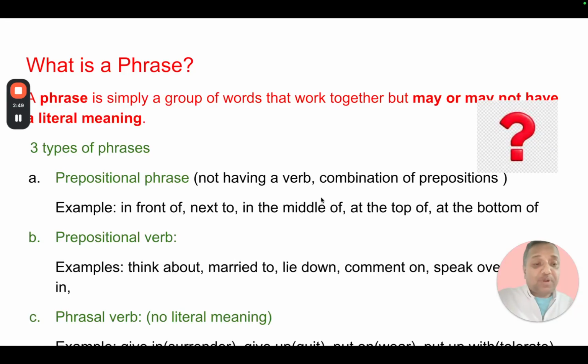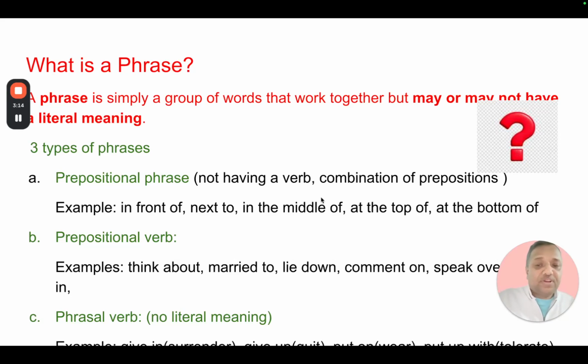The next one is the prepositional verb. We have a verb with a preposition. Think about, married to, lie down, comment on, speak over, come in. When we say it like this, prepositions and verbs come together, so they have a direct meaning. There is no difference in meaning.